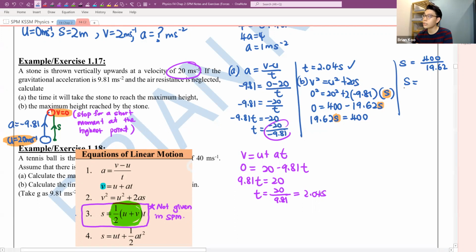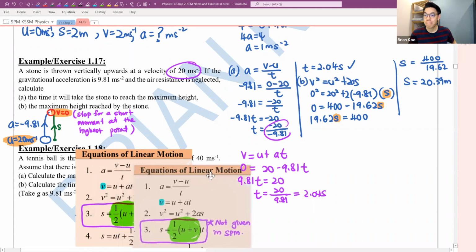If you can do faster, you want to skip some of the working steps, it's okay. You can go ahead. Maybe we stick to 20.39 meters. 20.4 is also good. Okay, that means to go from the bottom to the top, it will go through 20.39 meters. Okay, 20.39 meters.